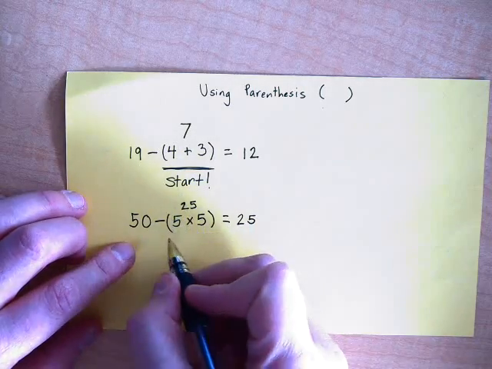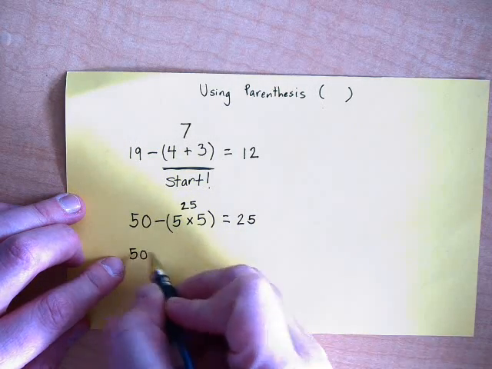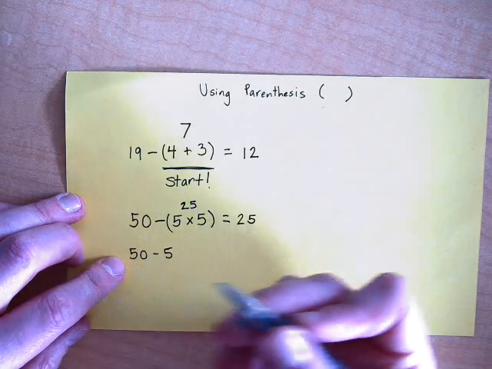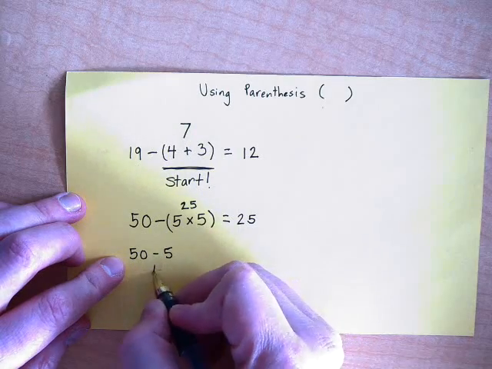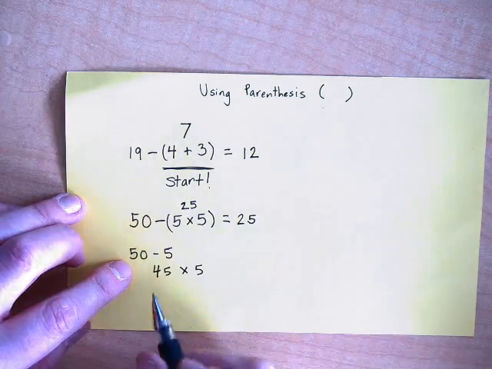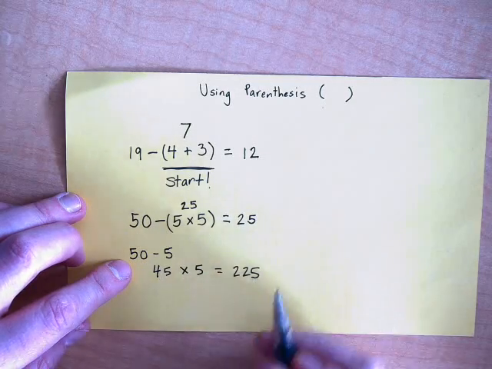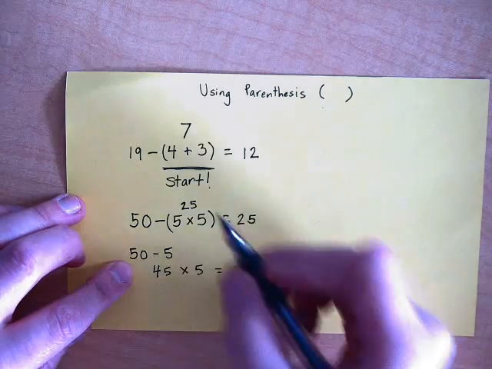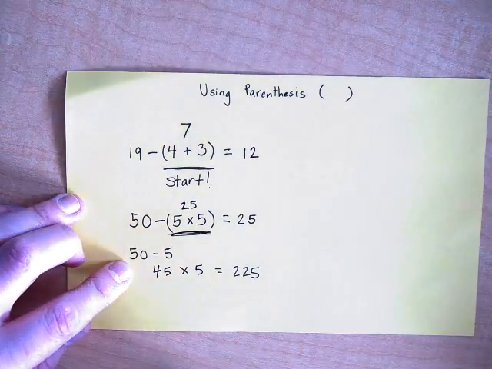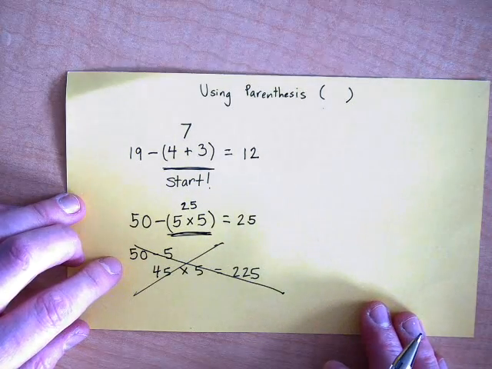Now watch. Let's pretend I just ignore the parentheses. And I go like 50 minus 5. What's 50 minus 5? 45, right? 45, and then I do times 5. Well, 45 times 5 is going to be 225. The answers are very different, aren't they? That's why these parentheses are very, very important. You must follow them when you're doing it. So this is not the way to do it, because you have to follow what's in the parentheses.